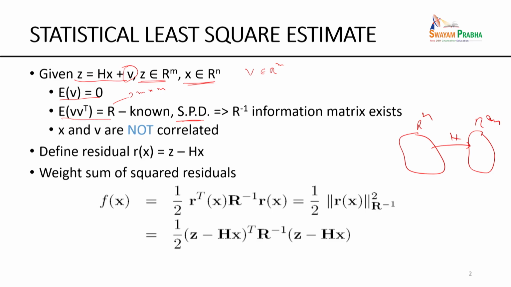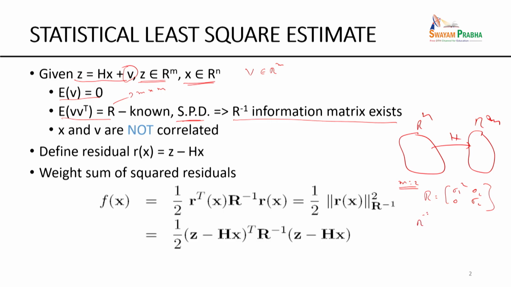And we already talked about this SPD matrix could be a dense matrix, could be a diagonal matrix, or could be a diagonal matrix with constant diagonals. The reciprocal of R, R inverse, is called the information matrix. So let's look at the meaning of R inverse. Let's assume R is diagonal with sigma 1 square, sigma 2 square. Let's assume the case of m equal to 2. Sigma 1 square is the variance of the first component Z1, sigma 2 square is the variance of Z2.